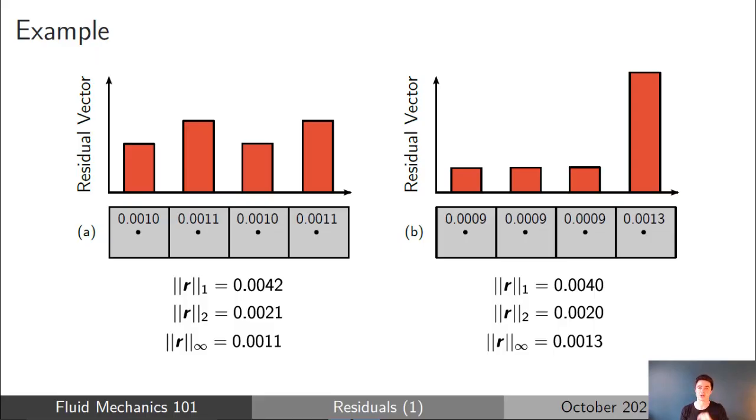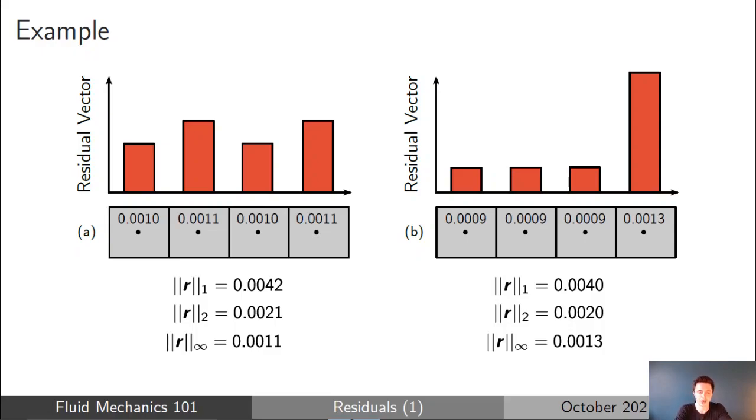This could be because that particular cell in the mesh has poor quality, maybe it's skewed, or maybe for some other physical reason related to the flow field. And with those definitions of the L1, L2 and L infinity norm, we can actually calculate those quantities. And what you see is that from our vector with 4 values in it, we've condensed that down into a single value that's representative of what's going on.